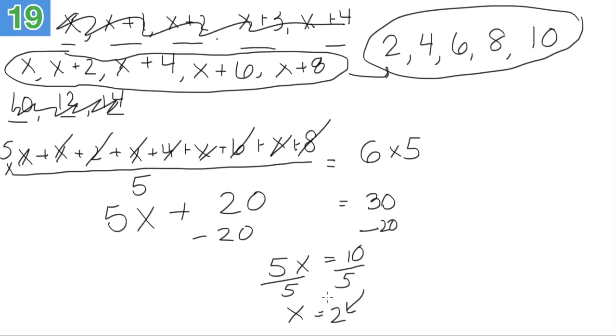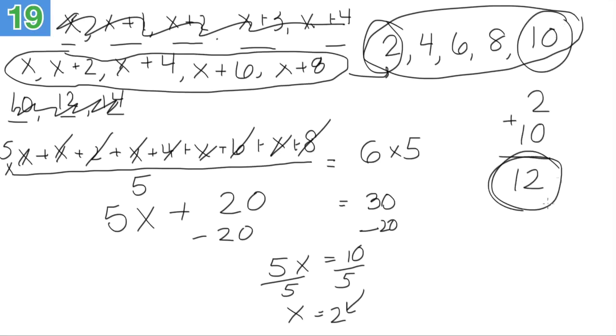Now, remember that the question is not what is x. x is 2. The question is what is the smallest number plus the largest number. So make sure you go back. The smallest number is 2, plus the largest number is 10. And you just add those up. And that is the answer to the question. All right? The smallest number plus the largest number is 12.